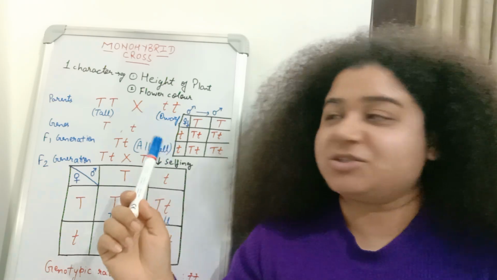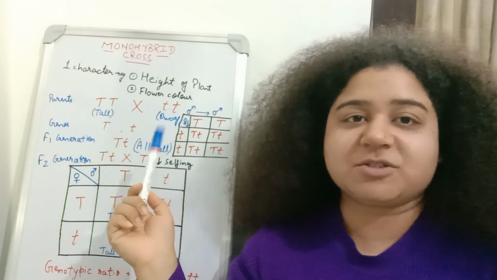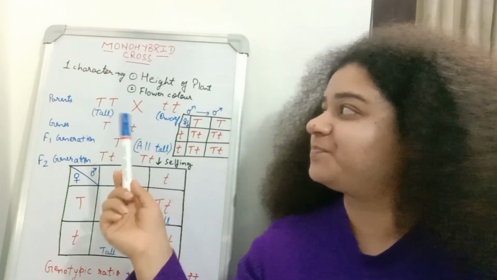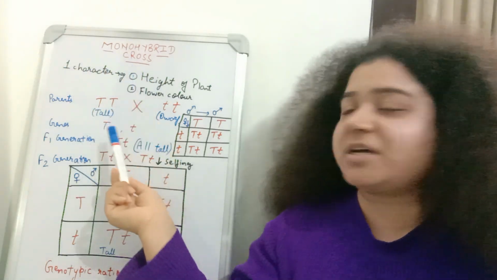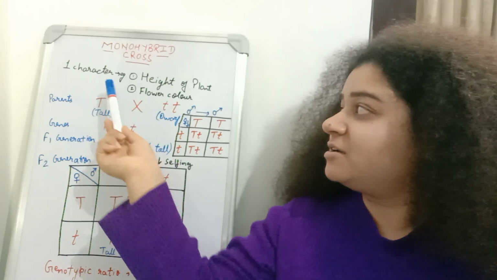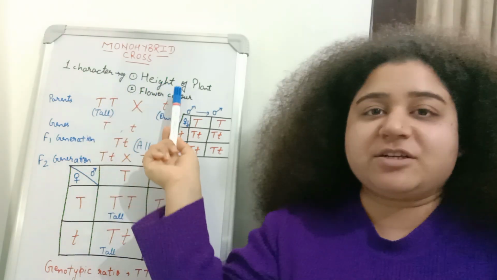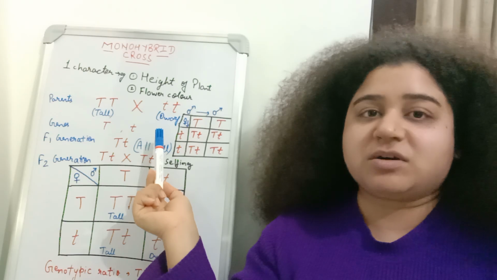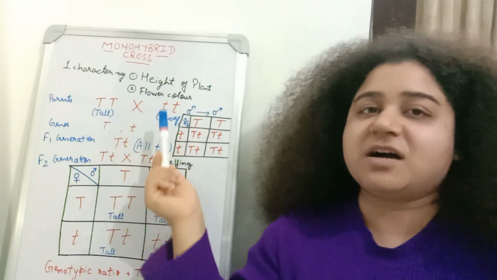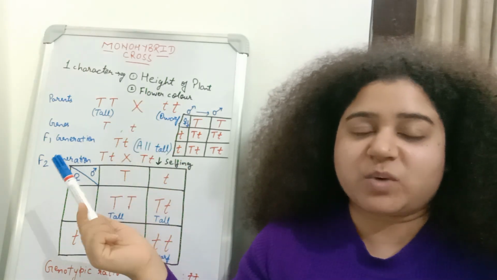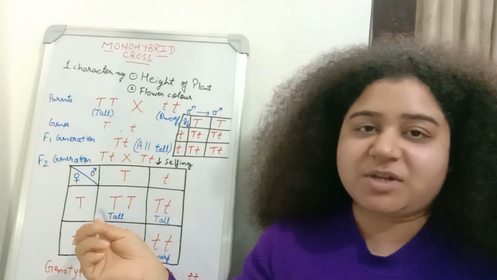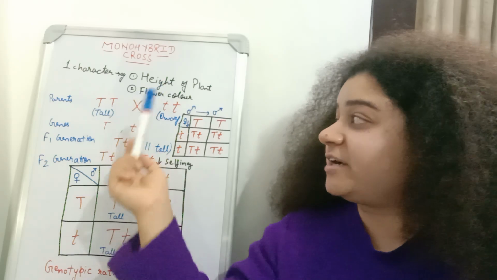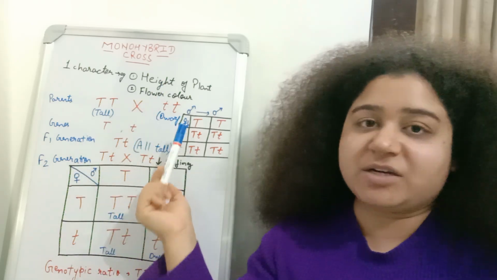So today I'll be teaching you monohybrid cross from the chapter genetics of class 12. This means that one character is considered for the hybridization of plants. For example, the height of the plant, tall or dwarf, and second is the flower color. It can be violet or white, or red or white. So in this example, I'll be considering the height of the plant, that is tall and dwarf.